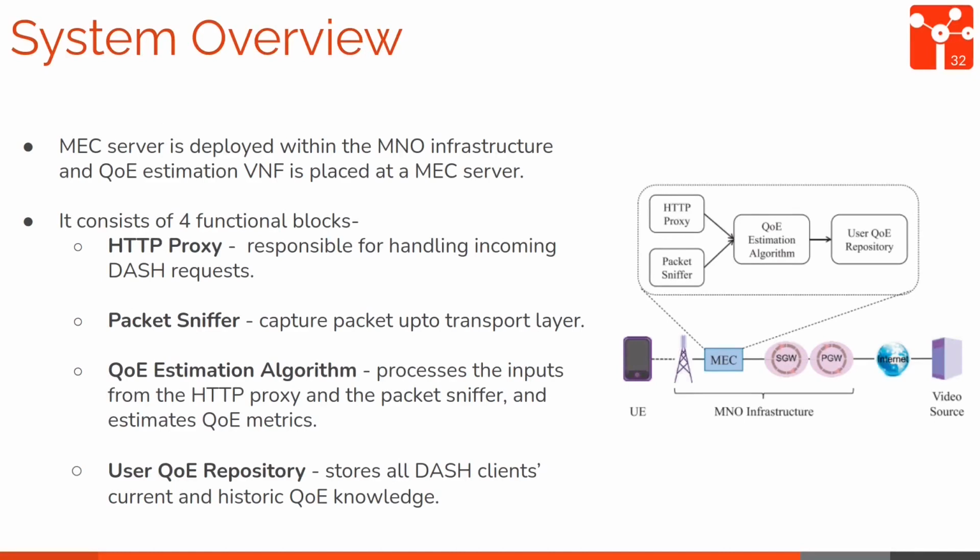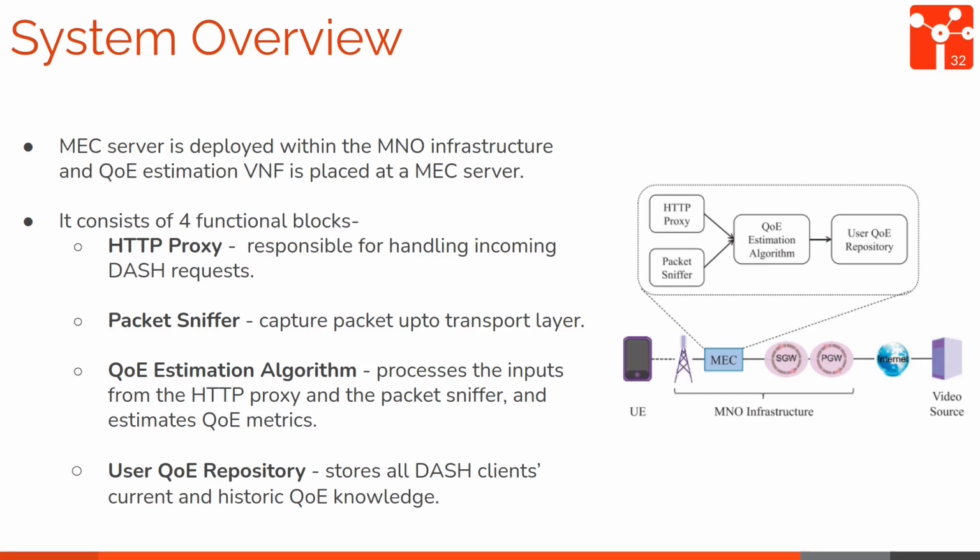For the system overview, the authors consider the LTE network architecture as an example, where the MEC is deployed within the mobile network infrastructure between the base station and the packet gateway, and the QoE estimation is placed at a MEC server as a VNF, or virtual network function. Overall, the QoE estimation scheme consists of four functional blocks.